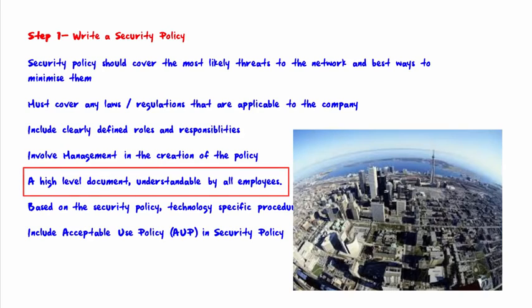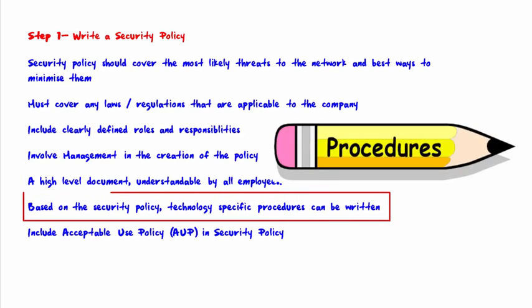Now, based on the security policy, technology-specific procedures can be written. So it's assumed that as time goes on, procedures will need to be rewritten, but the security policy should not. Now, an example of a specific procedure would be what should the person in charge of backup specifically be doing daily to make sure that the backup is done properly.